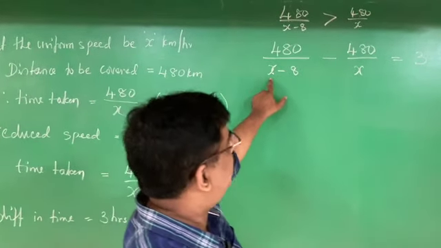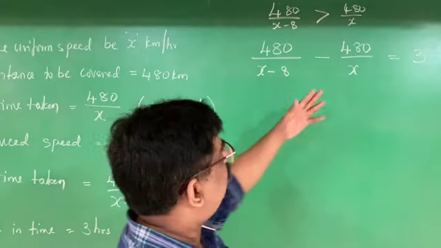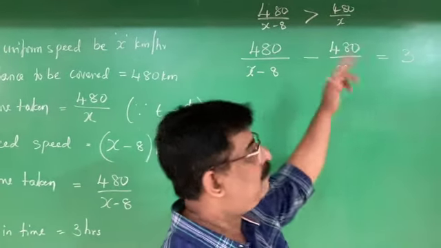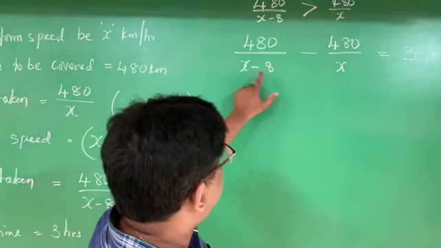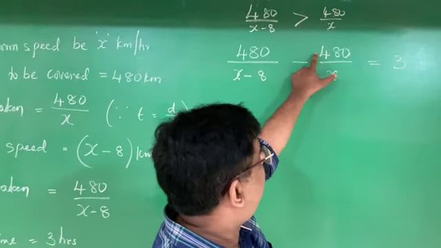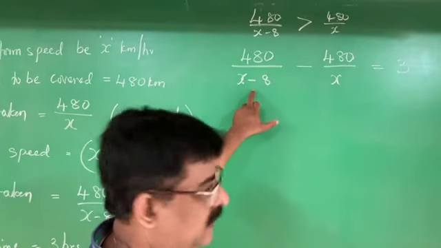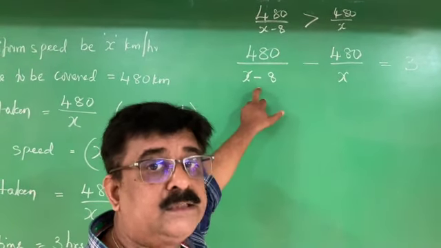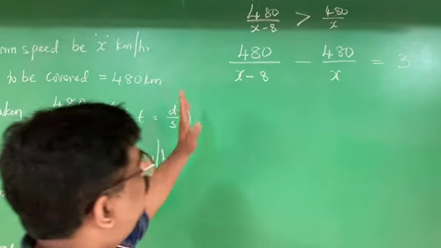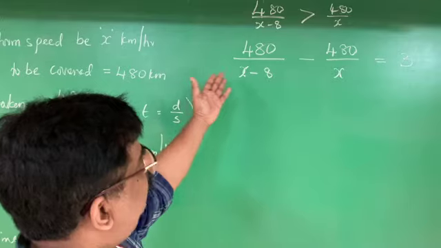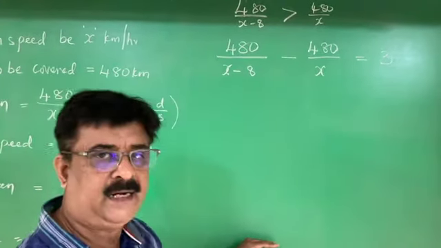This equation, be careful while writing this one. Why? Because suppose if you write it the other way around, you get a negative number. Right? 480 by x minus 8 minus 480 by x is equal to 3. You have to understand. When the speed is less, time taken is more. Here less speed, here more speed. Right? Now we have to take the LCM and solve this and reduce it to standard form.